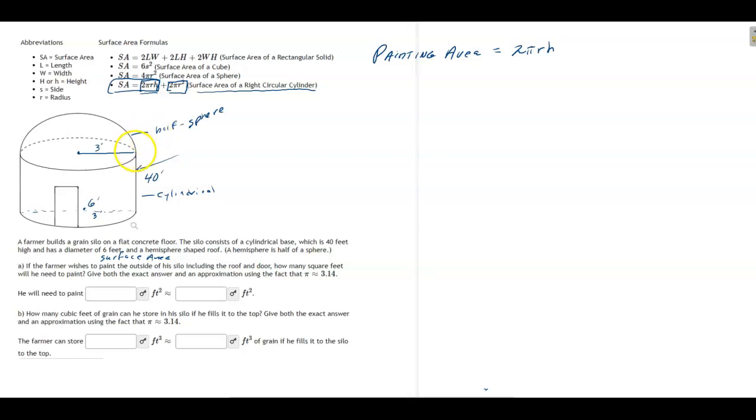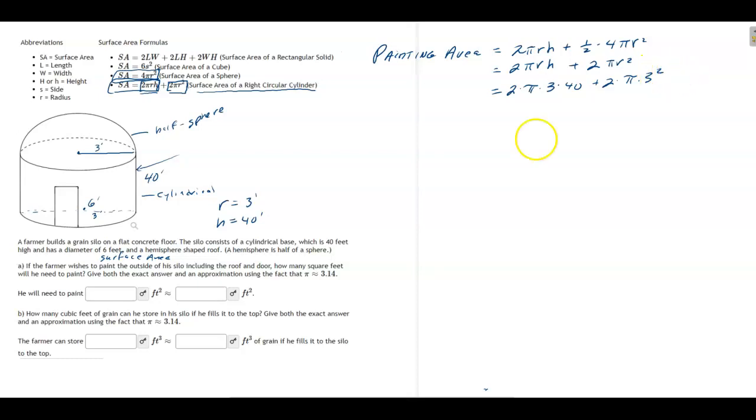And it's a hemisphere. So notice the surface area of a sphere is 4 pi r squared. So we're going to add half of 4 pi r squared, which of course is just 2 pi r squared. So we're going to use this formula. We know that our radius was 3 feet and our height was 40 feet. So here we go. 2 times pi times 3 times 40 plus 2 times pi times 3 squared.